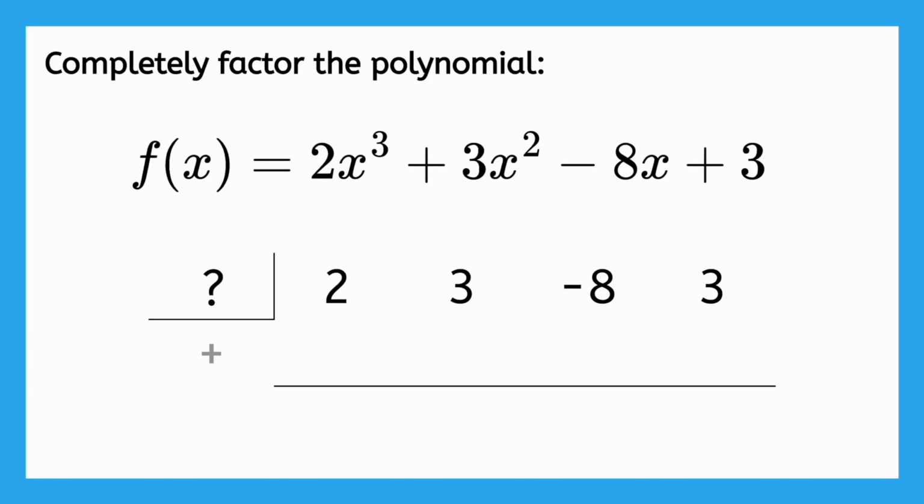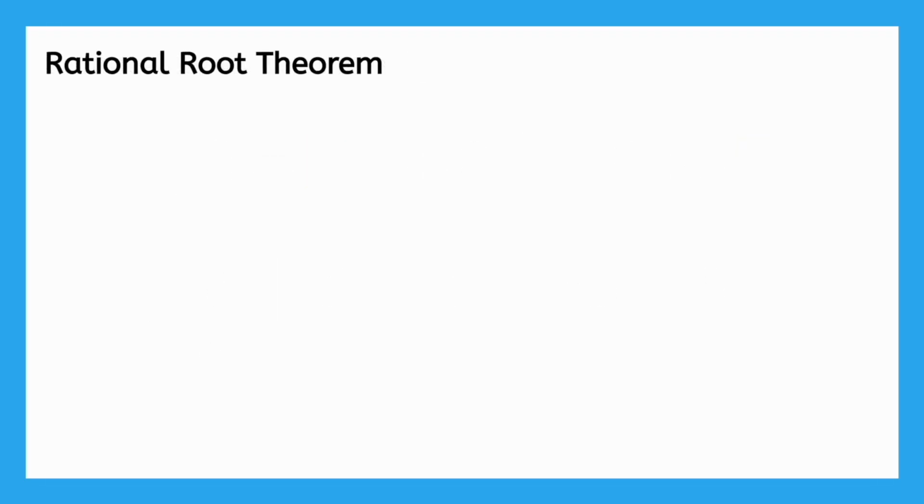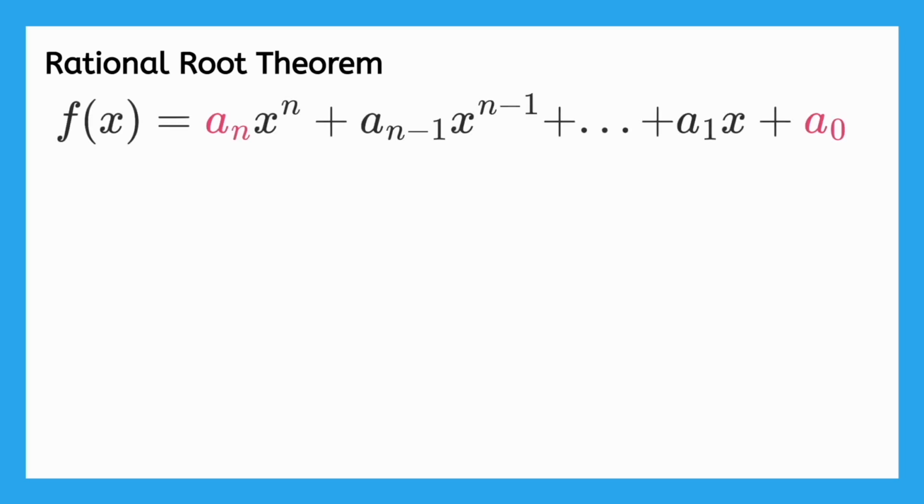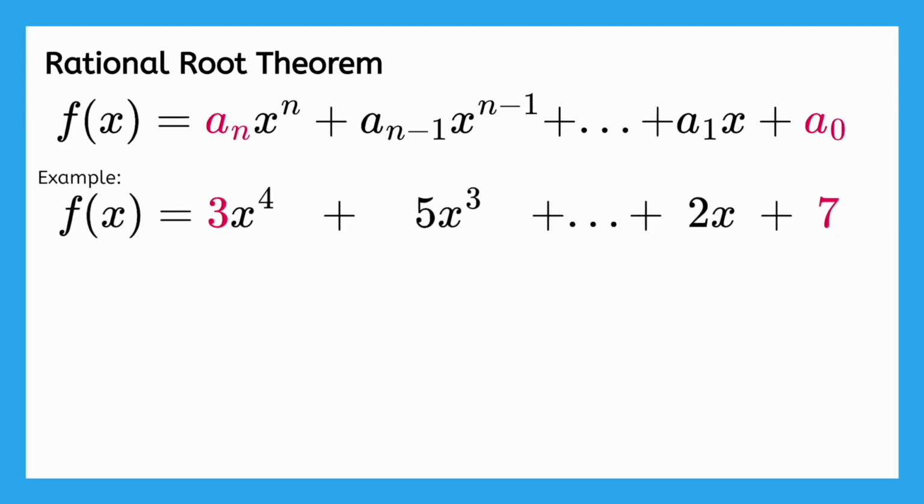Enter the rational root theorem. The rational root theorem says that if a polynomial function has any rational roots, meaning roots that can be written as fractions, they will be in a certain form, which can be found in the polynomial itself. What does that mean? Let's find out. Here's how it works. Let's start with a generic polynomial function written in standard form, along with an example function.